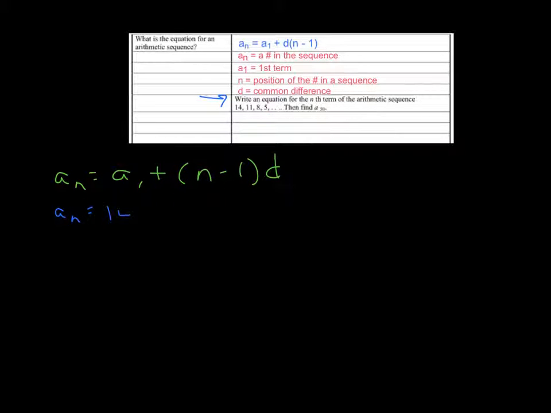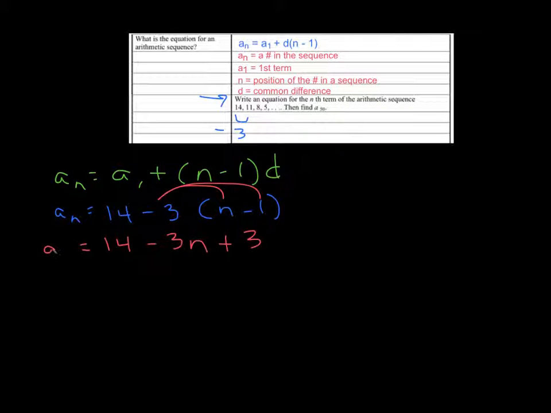So 14 plus, and I know I'm going to have n minus 1, but I need that common difference. Remember, that's the difference between consecutive terms. This is also decreasing by 3 every time. So I'm going to put my common difference in front. Now since I'm writing an equation, I know I need to simplify, so I'm going to distribute my negative 3. That gives me 14 minus 3n plus 3.